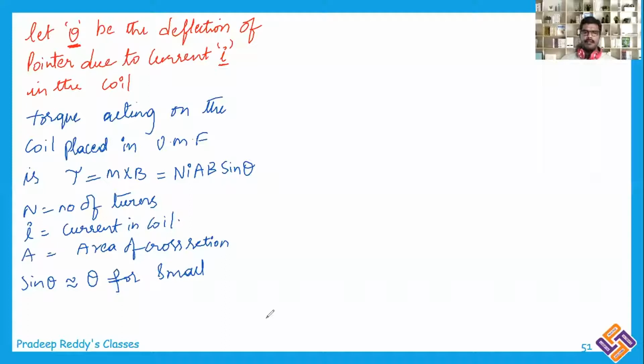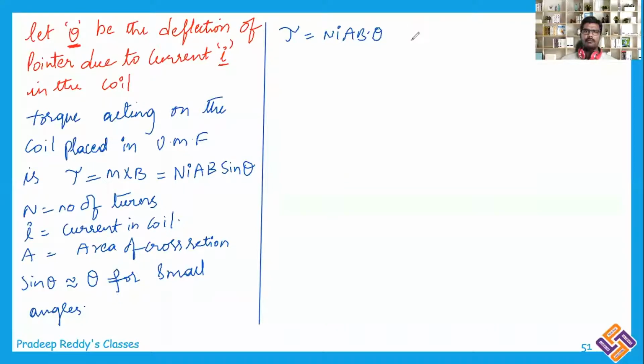So this theta, which is being deflected for current I passing through the coil, it can be written as tau, which is n I a b into theta. And if there is only one coil, n will be equal to 1. I is current in the coil, right? Now let me take this as equation number 1.